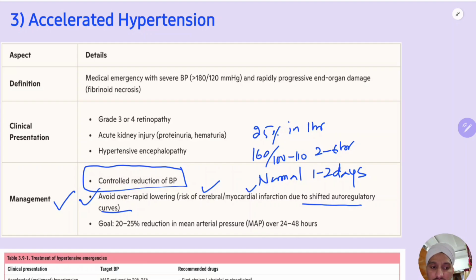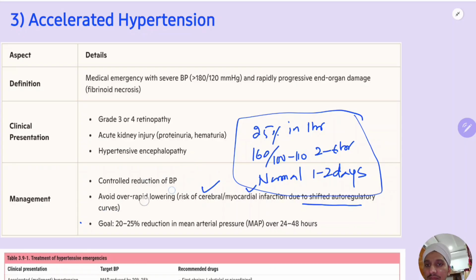When the BP falls, to raise the BP they will vasoconstrict. I said it the opposite way earlier. When the BP increases, they will vasodilate, so that the pressure in the brain and heart remains constant. So the goal is similar to the other hypertensive emergencies, 20 to 25% reduction, and you should control it like this. So that is about accelerated hypertension.